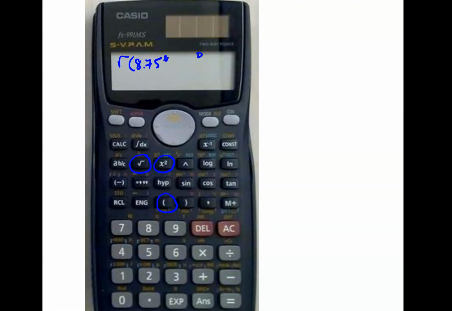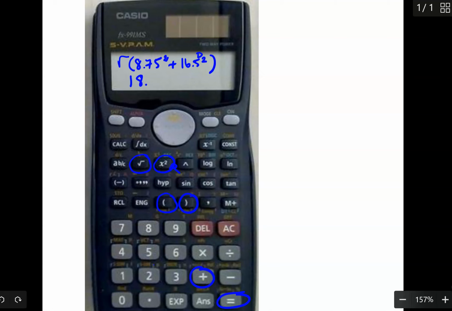Then you press the plus sign, and then you put in 16.5, press the x squared again to have that. Make sure that you press this key now in order to close the bracket. Then press the equal sign. So I have the answer as 18.6765227. Now I have to round to 3 significant digits.